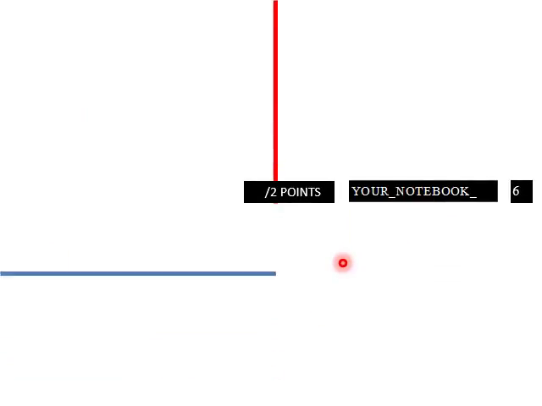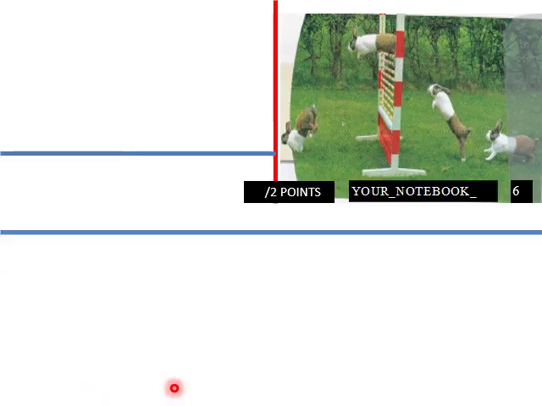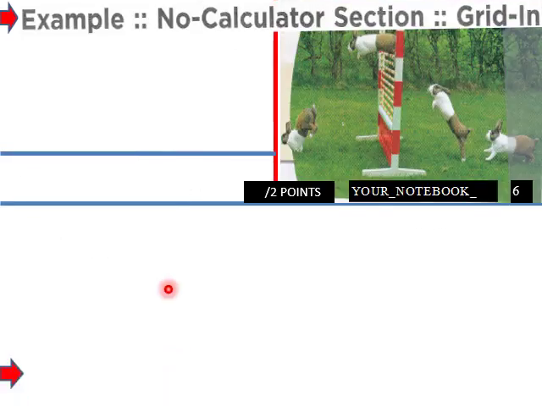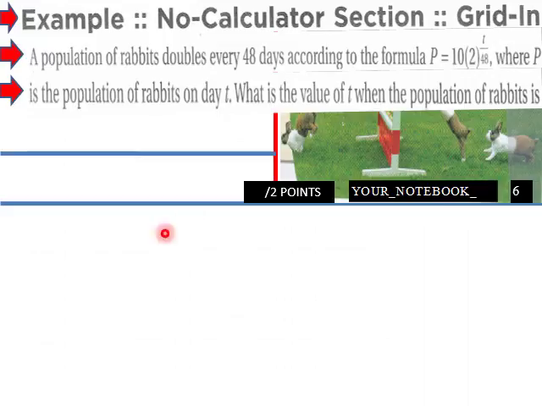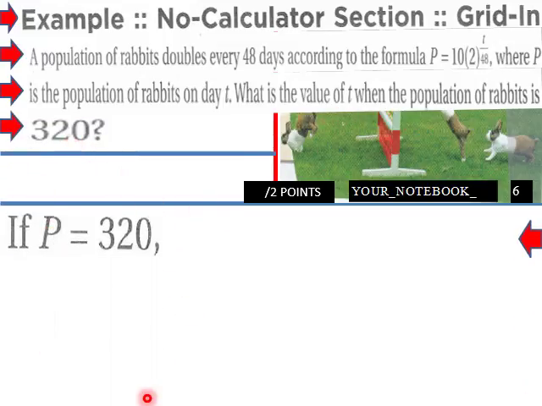Okay, page 6 of this lesson. Example, no calc section. The population of rabbits doubles every 48 days according to this formula here, where P is the population of rabbits on day T. What is the value of T when the population of rabbits is 320?